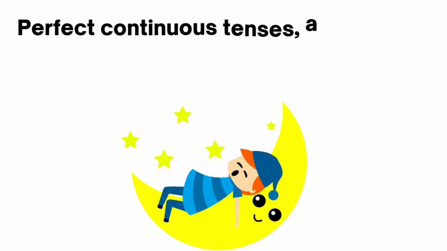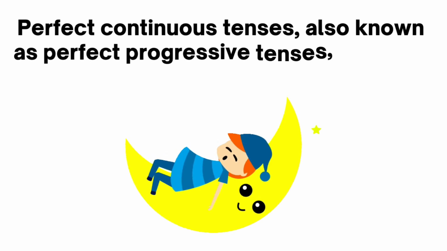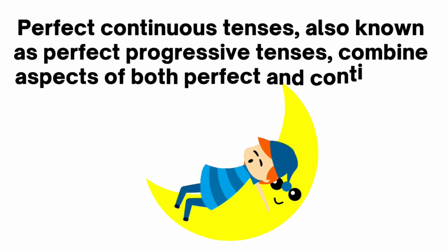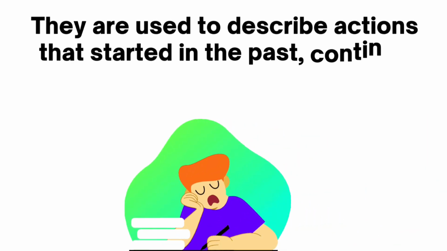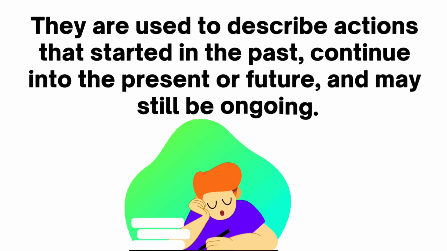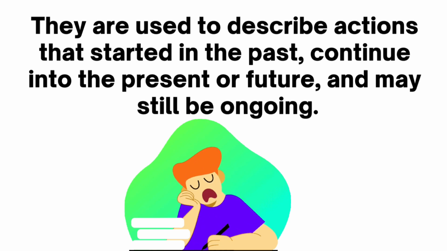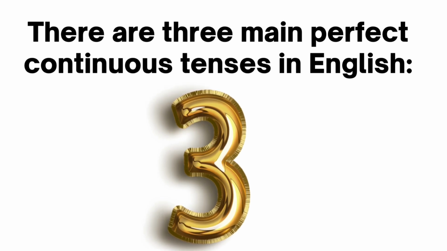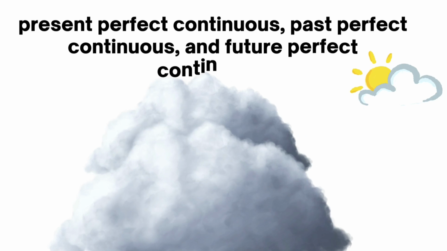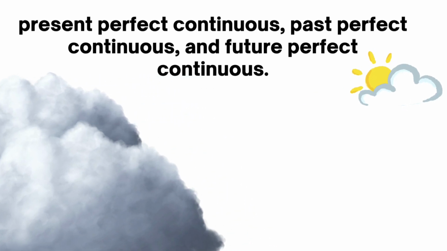Perfect continuous tenses, also known as perfect progressive tenses, combine aspects of both perfect and continuous tenses. They are used to describe actions that started in the past, continue into the present or future, and may still be ongoing. There are 3 main perfect continuous tenses in English: present perfect continuous, past perfect continuous, and future perfect continuous.